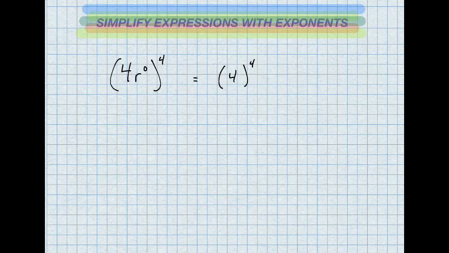So then we're going to say 4 raised to the 4th power. It's 4 times 4 times 4 times 4. So that's 16 times 16, which is 256.